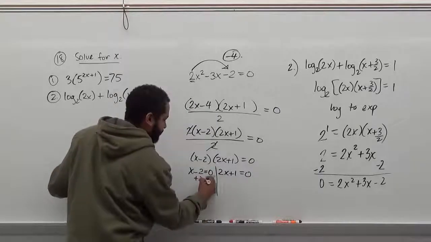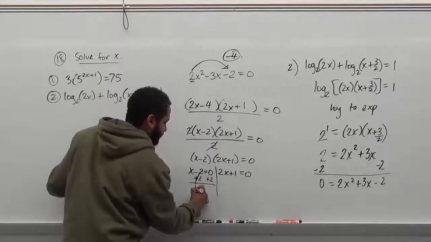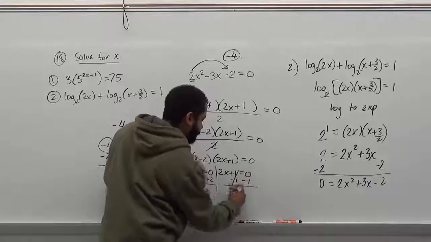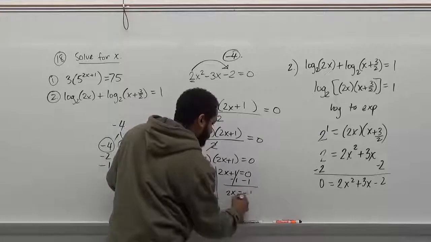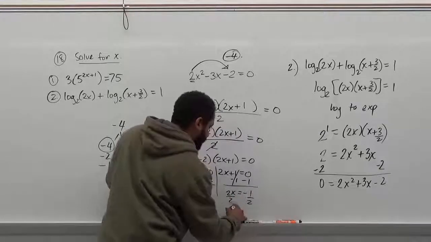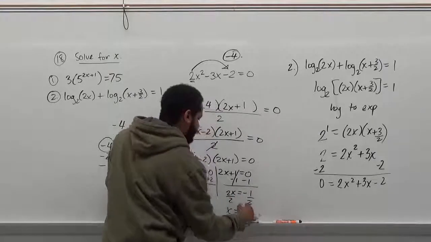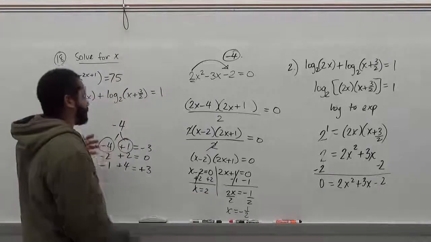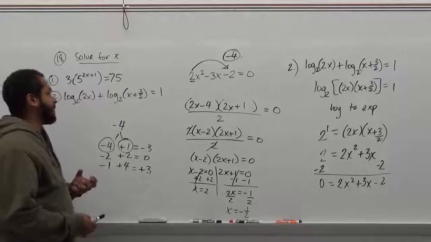Here we have plus 2, plus 2. x is 2. One possible solution. Here we subtract 1. We divide by 2. And x equals negative 1/2. Here's another possible solution. For our solution to work in this case, we have to plug it in and hope that the log is not of a negative term.